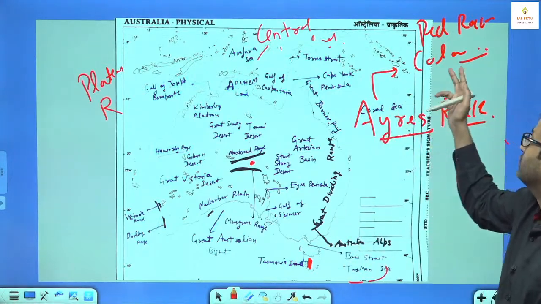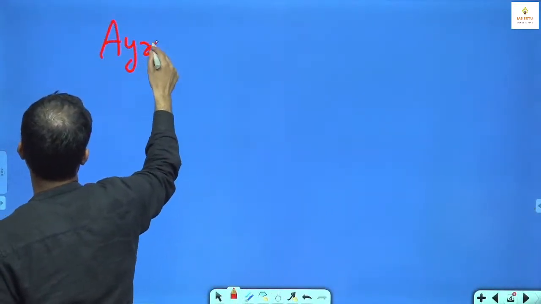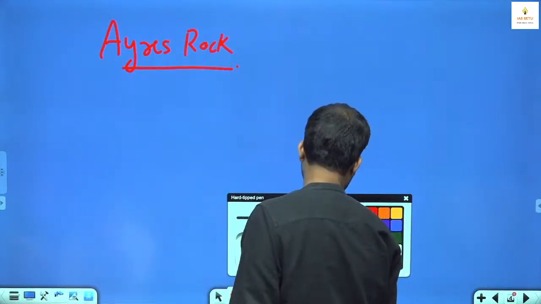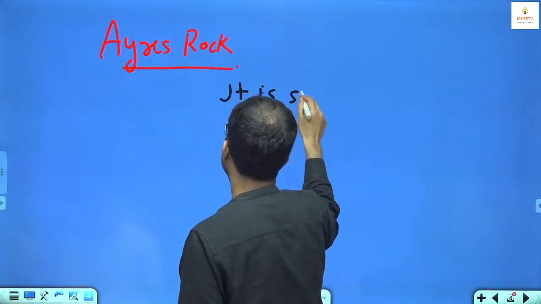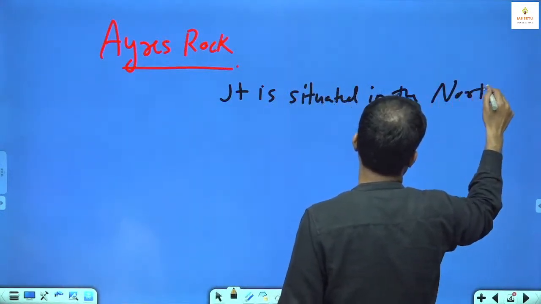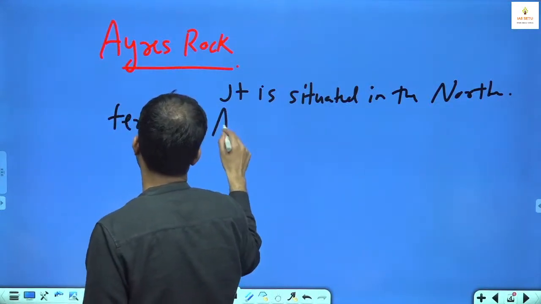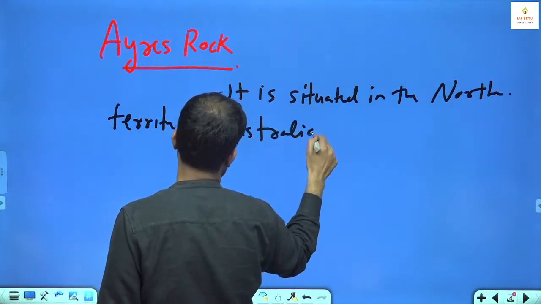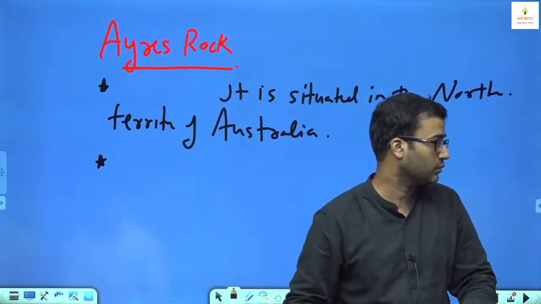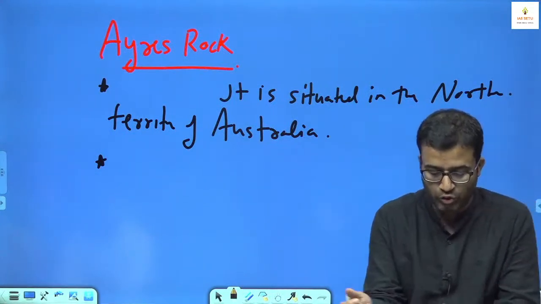So Ayers Rock. So you put the heading Ayers Rock. It is situated in the northern territory of Australia. It is one of the largest monolithic rocks in Australia.